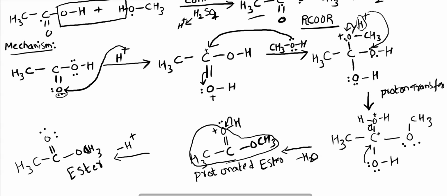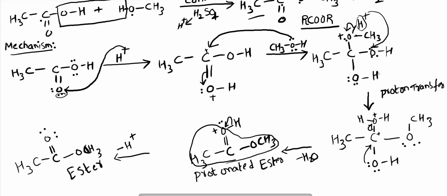I am repeating the mechanism once again. Carboxylic acid is there. H plus acid attacks the oxygen with the electron pair. So oxygen with positive charge pulls electrons from carbon. Carbon gets a positive charge. So from alcohol, oxygen attacks the carbon with an electron pair. Oxygen lost its electrons, so it pulls electrons from hydrogen. Hydrogen is removed as H plus.